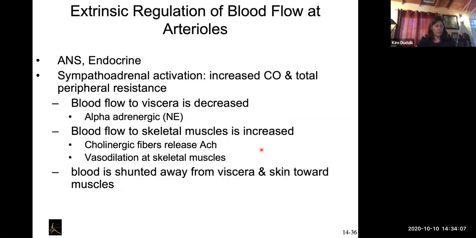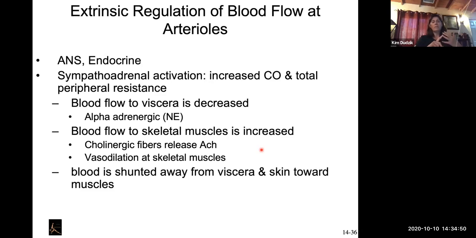Okay. So those are all intrinsic controls, right? We do have extrinsic controls of our arterioles. We do have sympathetic nerves that attach to our arterioles, and it can cause either vasodilation or vasoconstriction, depending on what area of the body, and hormones, the endocrine system. So remember, extrinsically controlled organs are controlled by something outside of the organ, and it's always the nervous system or the endocrine system. In this case, we looked at the autonomic nervous system.